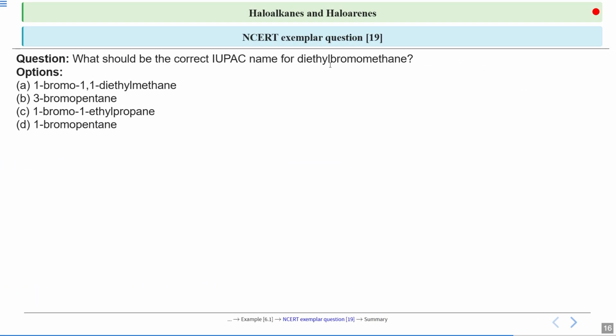Let's solve NCERT Exemplar question number 19. The question is, what should be the correct IUPAC name for diethyl bromomethane? So we have been given the name already, which you can call a common name, but you have to tell the correct IUPAC name for this. Options are 1-bromo-1,1-diethyl methane, 3-bromopentane, 1-bromo-1-ethyl propane, or 1-bromopentane. You have been given some time. Try to solve this question and then we will see the correct answer.